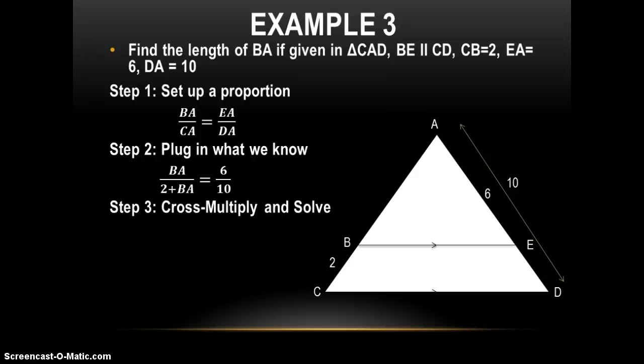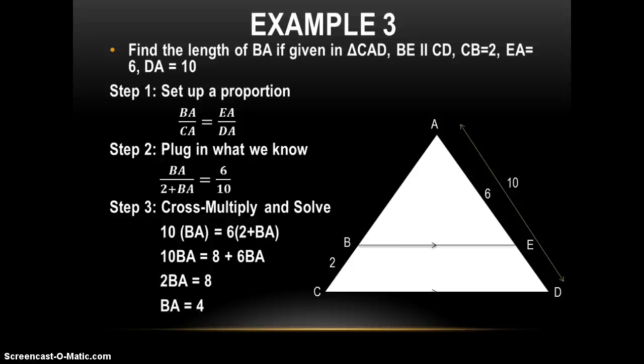So step 3, we're going to cross multiply and solve. So 10 times BA equals 6 times 2 plus BA. So we have 10 BA equals 12 plus 6 BA, because we're going to distribute that 6 to both the 2 and the BA. 4 BA equals 12, and BA equals 3.